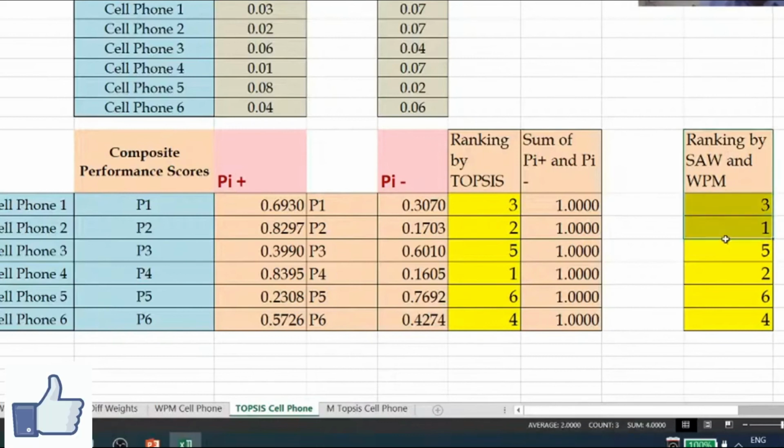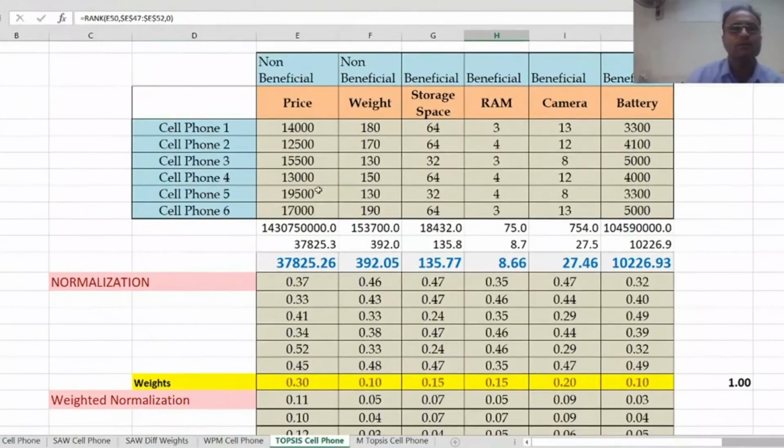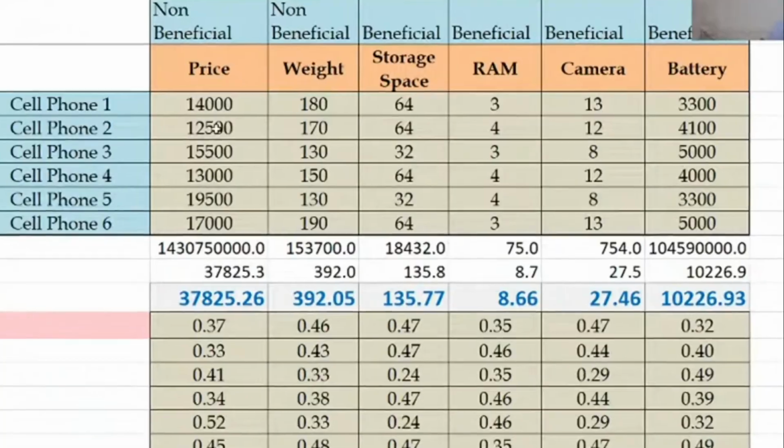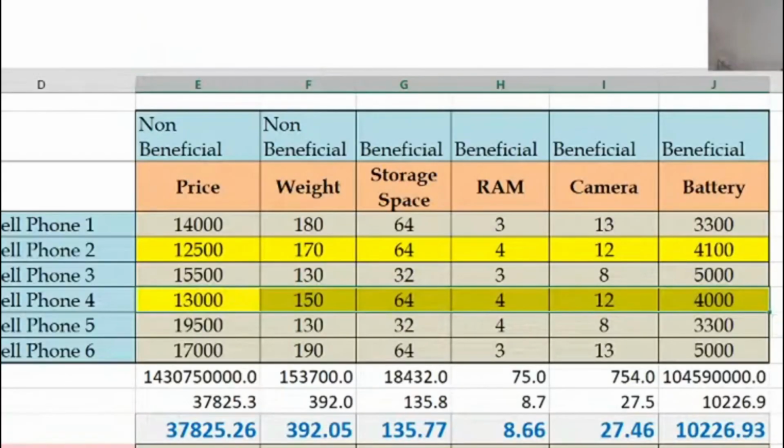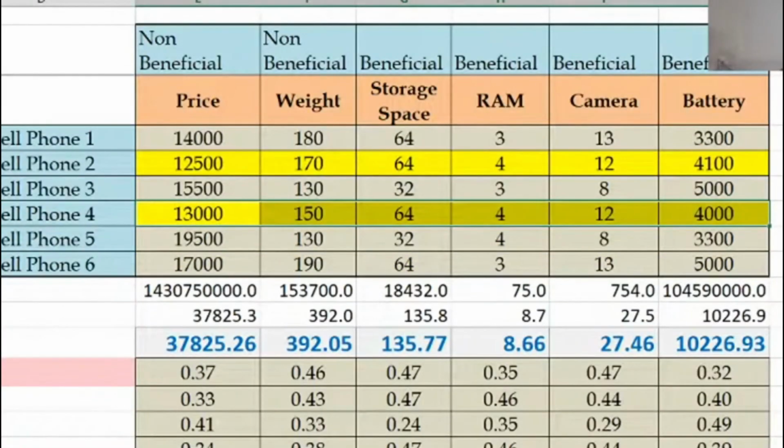and intentionally I have written here ranking by SAW and WPM. In SAW and WPM, the first cell phone ranked was cell phone number 2, but in this case the best ranked phone is cell phone number 4. In cell phone number 2 and 4, what is the difference? You can see, so we can easily make out the difference here. Cell phone number 2 and 4. In cell phone number 2, price is 12,500, and in cell phone number 4 it is 13,000.